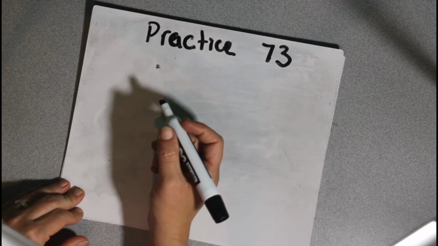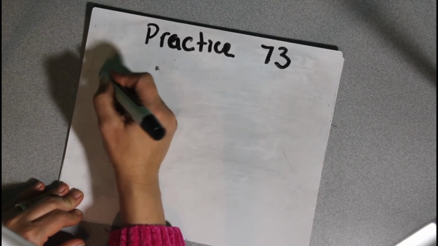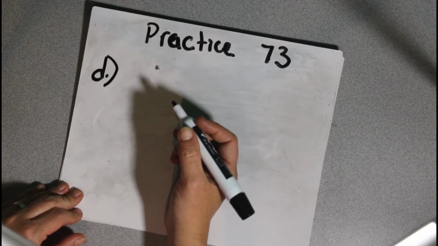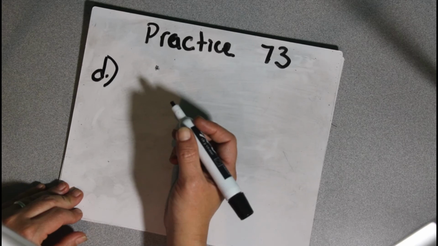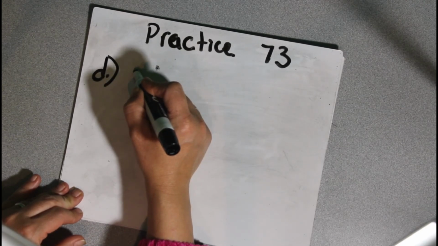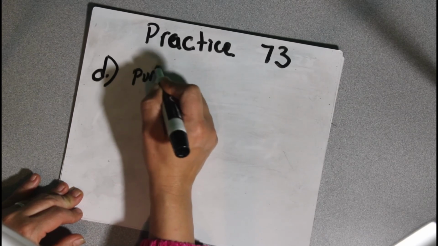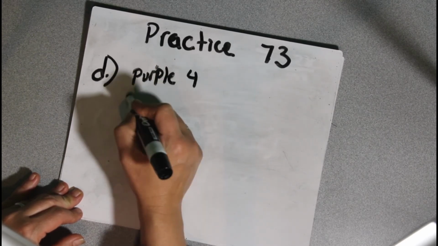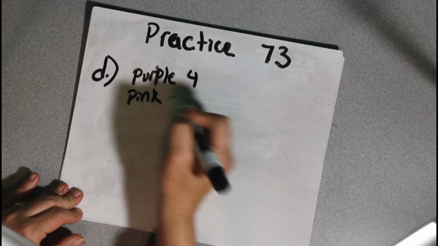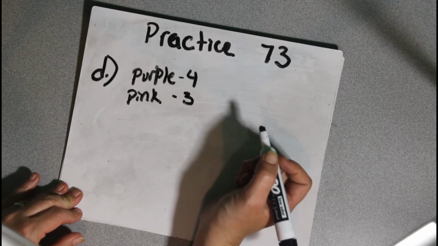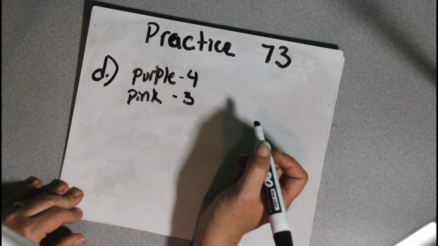Okay, now I'm going to do D. Alright, D says, an urn contains 4 purple marbles and 3 pink marbles. So first thing I'm going to do is write purple, 4, pink, 3. I can't write P because they both start with a P, which is sad.